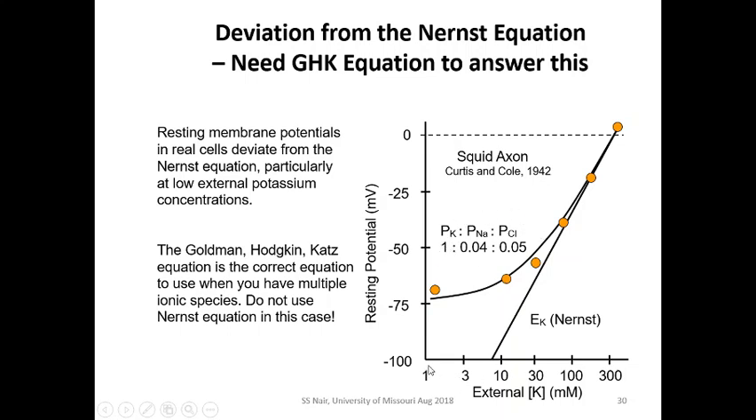Okay, this is again the same plot, but not on a log scale. Because the permeability of potassium is 1 relative, and sodium is very, very small. Chloride is also very small. That is why potassium affects rest potential much, much more. So resting membrane potentials in real cells deviate from the Nernst equation, particularly at low external potassium concentrations. Also, the Goldman-Hodgkin-Katz equation is the correct equation to use when you have multiple ionic species. Do not use the Nernst equation in this case.